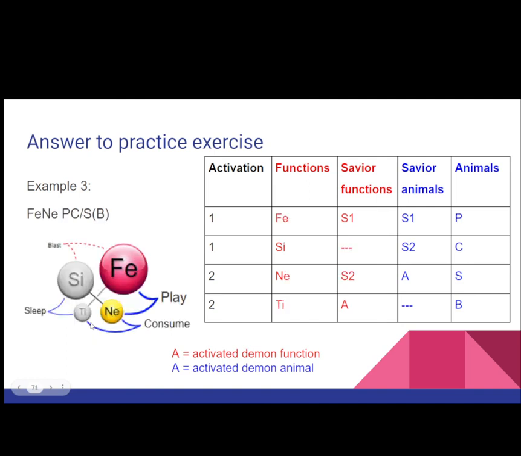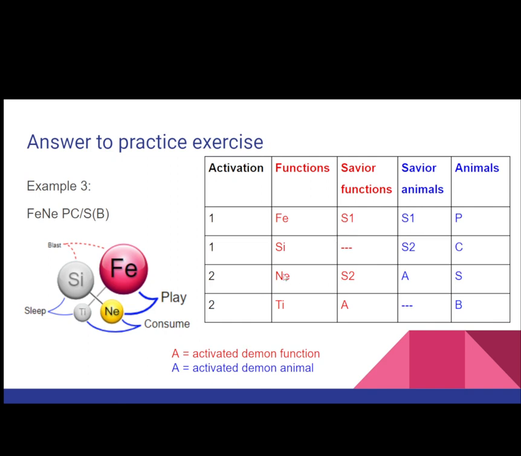And then for this one over here, Fe, Ne. This would be an ESFJ jumper type, with animal stacking: play, consume, sleep, blast. For an ESFJ, the function order is Fe, Si, Ne, and Ti. So this one is a jumper. Fe and Ne are the savior functions, savior 1 and savior 2.